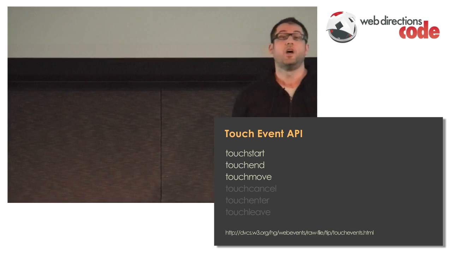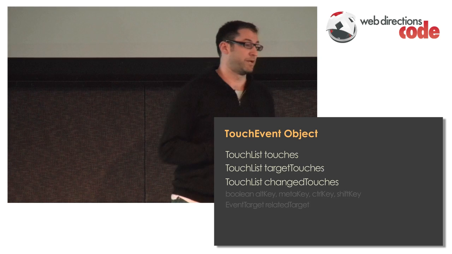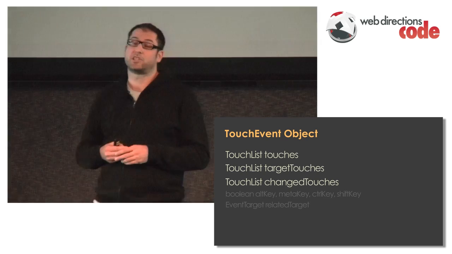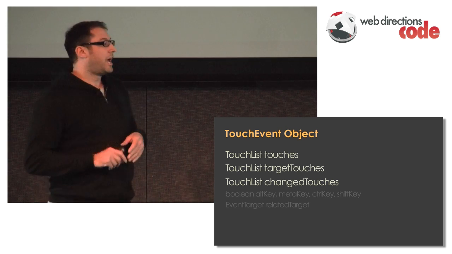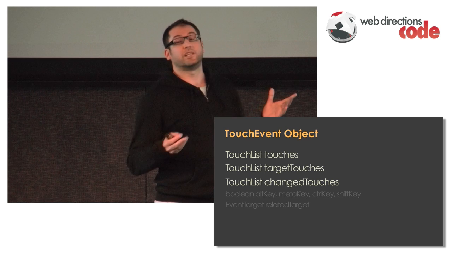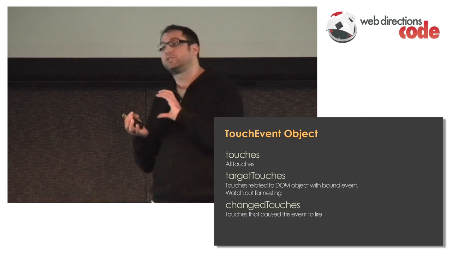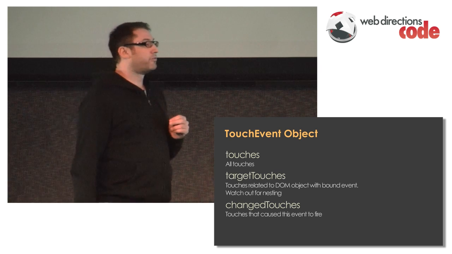Luckily for us, all of these work in much the same way, which is kind of handy for a 15-minute preso. So the bit that we're going to focus on is these 3 touch lists here: touches, target touches, and change touches, which are basically just arrays of touch objects that are in contact with the surface. There's some subtlety in how these actually work together, so we'll talk about that for a moment.